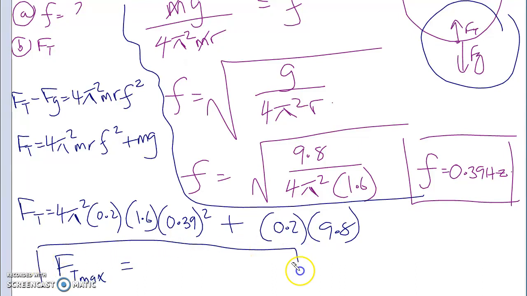And what do you get for your Ft max, which is at the bottom of the circle? What do you get? How much? Is that right though? Are you sure? Can you redo the calculations for me, please, quickly? 0.88. How come I remember something different? 3.92.